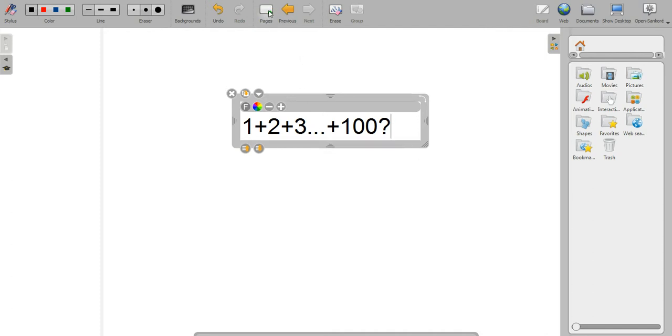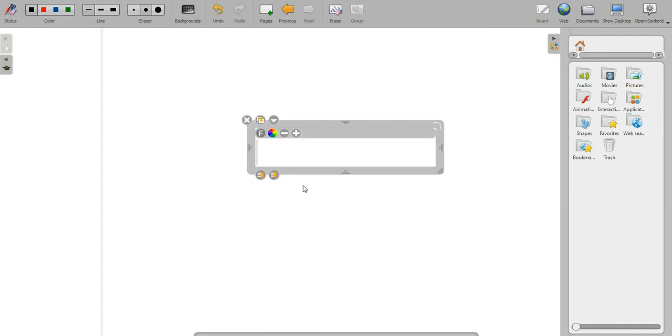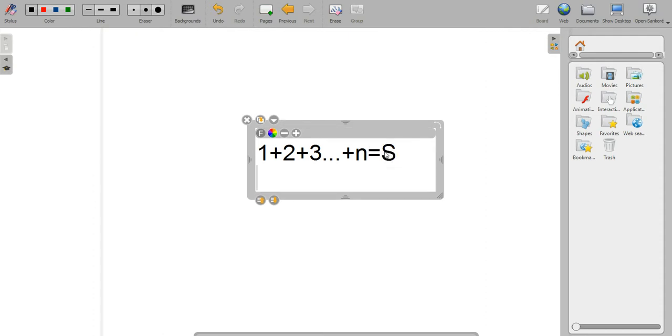Let me go to a new page. So basically we're dealing with problems like this: 1 plus 2 plus 3 dot dot dot plus n. N represents the last number. It could be anything. It could be 100. N just represents the last number. Okay. So let's set this equal to a sum, s. Easy enough.